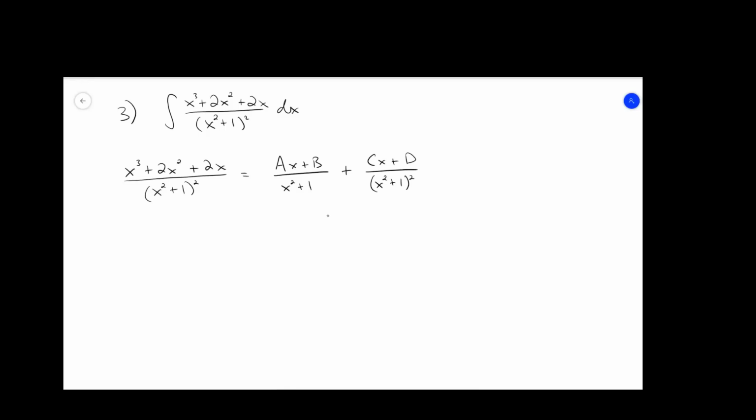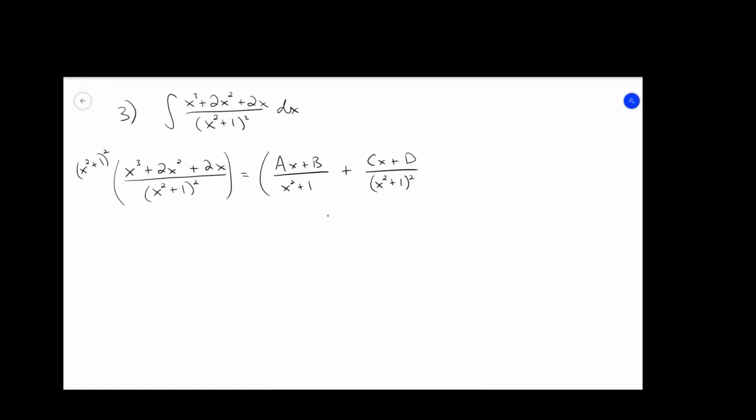So basically, for a quadratic factor, there's two unknowns for each power of that quadratic factor. And so if that denominator started out as a third power, well, then we'd have to have an ex plus f over x squared plus 1 to the third power, right? It gets to be a real mess because introducing two variables for each power makes the problem that much more difficult as you go through. Anyway, the next step is the same as we have done for all the other ones. Multiply through by the LCD.